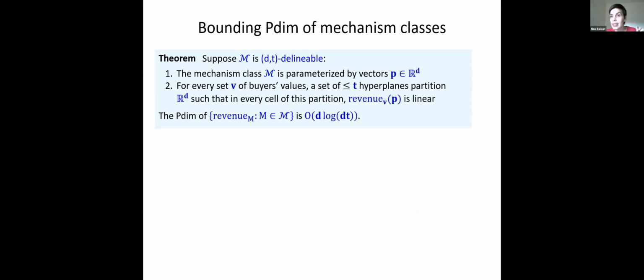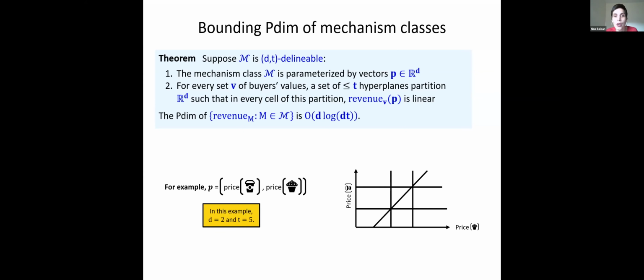Right? So for example, in the second price auction with reserve prices, d was 1 and t was 2, because my function was piecewise linear with 3 pieces. But in general, I could have d equals 2, with 2 parameters, and maybe t, the number of hyperplanes, is 5. And in general, it can be any d and any t.